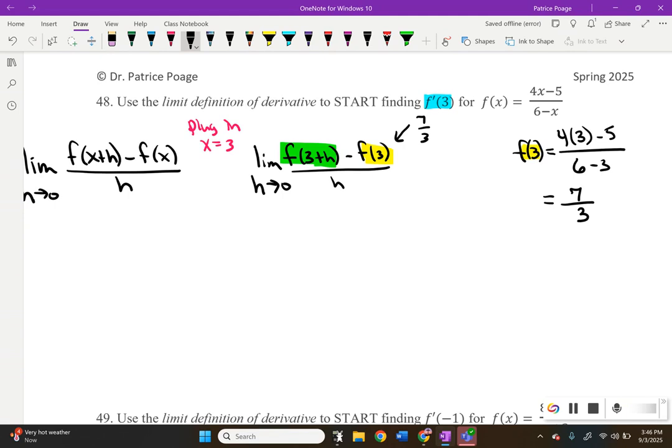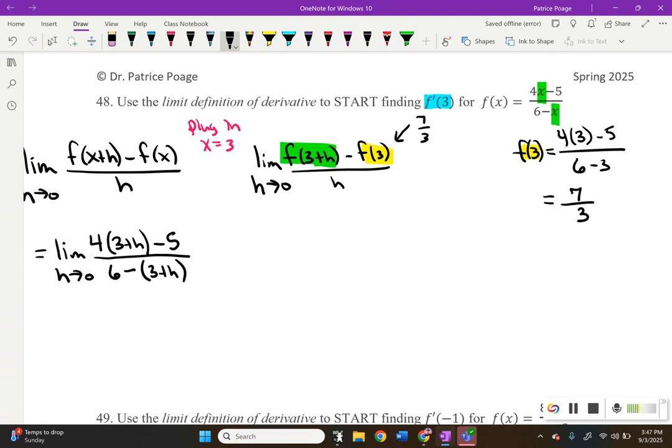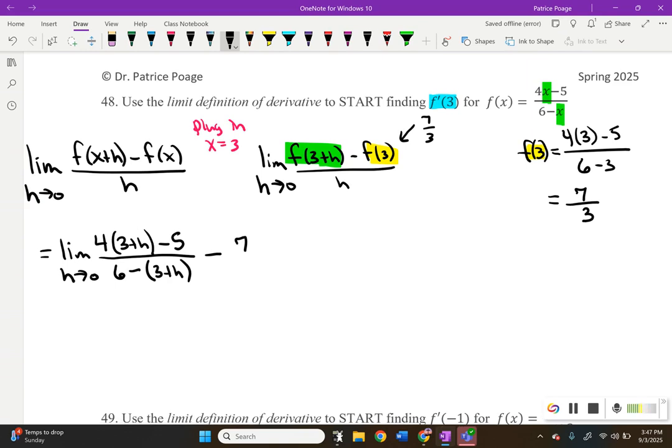For the green term, everywhere there's an x, and there's 2 of them, I'm going to replace it with 3 plus h. So I'm going to have the limit as h goes to 0 of, instead of 4x, 4 times 3 plus h minus 5 over 6 minus, and in parentheses, 3 plus h. So that's the green part. Minus this yellow part, which we said was 7/3. And that's all over h.